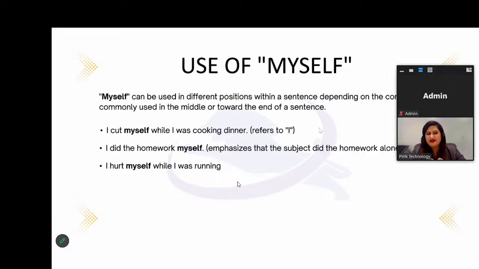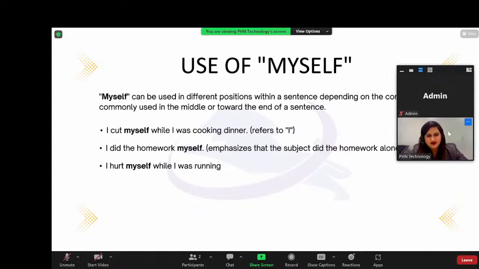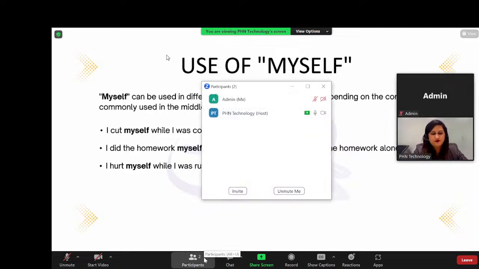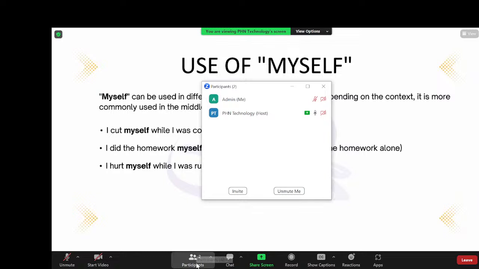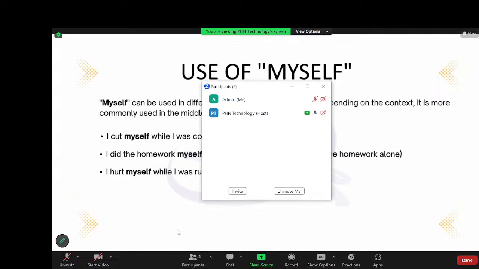Now, use of myself. Myself can be used in different positions within a sentence depending on the context. It is more commonly used in the middle or toward the end of a sentence. I cut myself while I was cooking dinner. Now, for example, you're going to mention that you cut yourself when you were cooking. Okay, I did the homework myself. Now, you're going to emphasize that the subject did the homework alone. Now, I hurt myself while I was running.